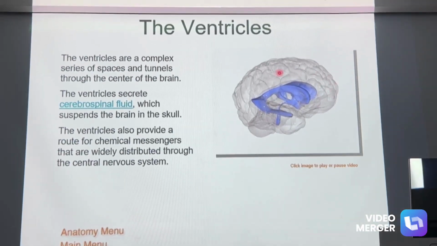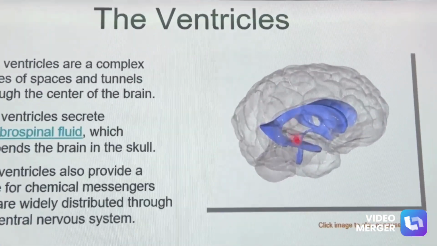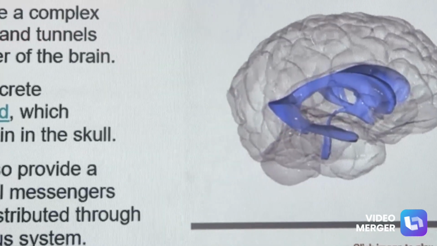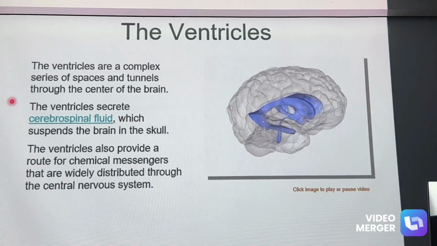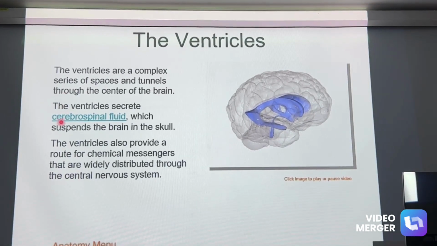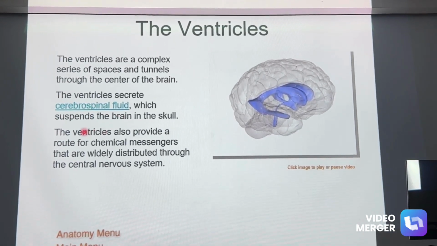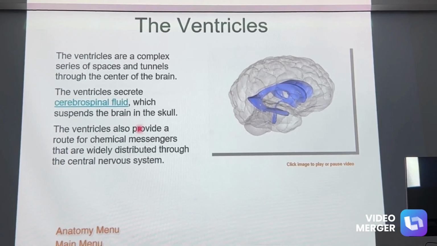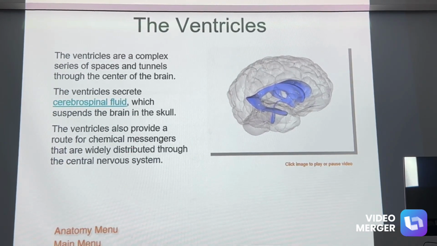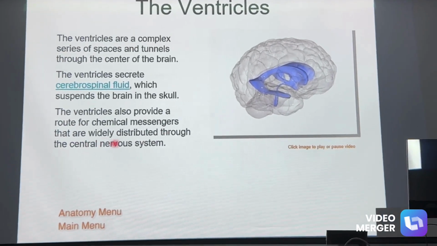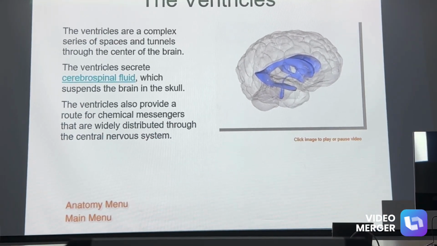The ventricles are a major constituent of the brain. It is located in the central part. Complex series of spaces and tunnels through the center of the brain. It contains the cerebrospinal fluid, which suspends the brain in the skull. It plays a role as a chemical messenger widely distributed through the central nervous system.